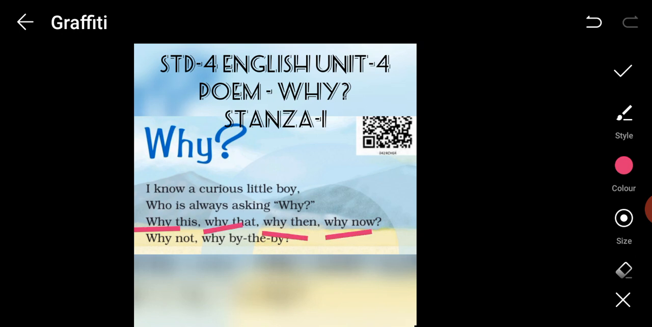Why now? So you also must be asking your parents, your grandparents about things, like, mummy, why is this like that? Why is the earth round? Why are the clouds flying up? So there are many questions which run through your mind, especially when you are young. Why not? Why by the by? So here again the poem says why not? Why by the by?